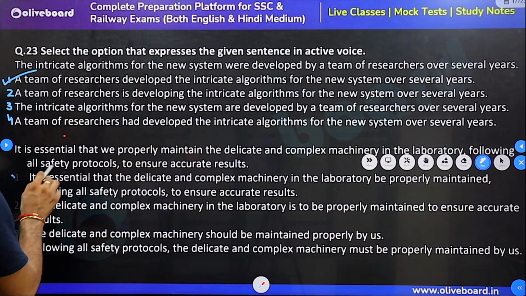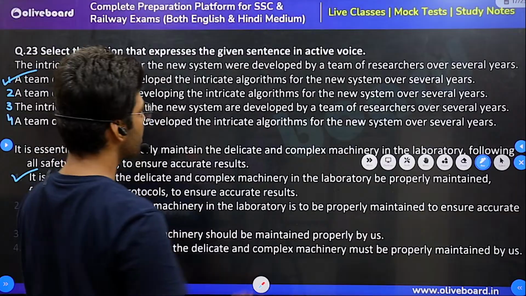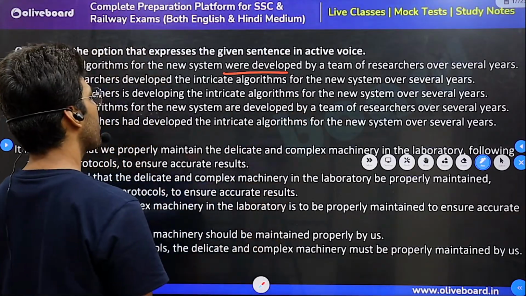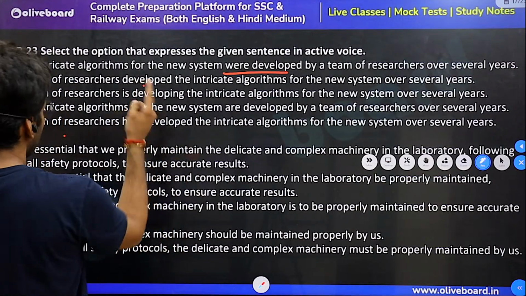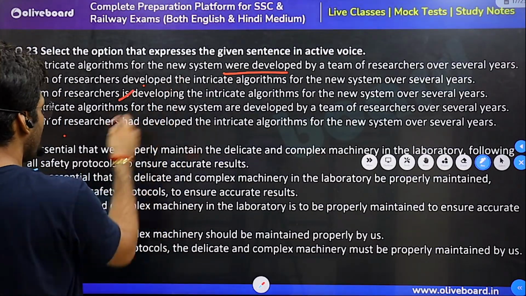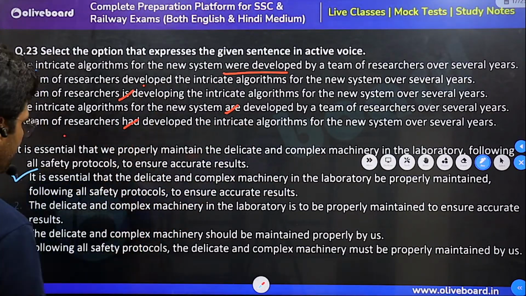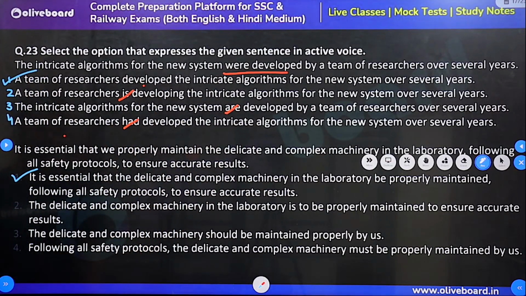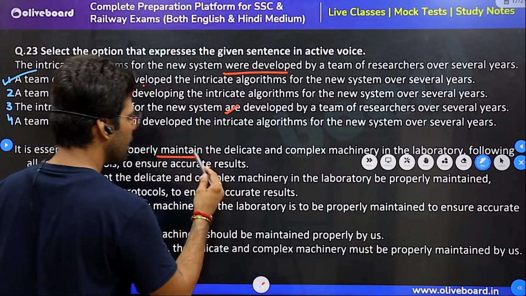Yes, subjunctive. The algorithms for the new system were developed by, okay, past indefinite. Developed, okay, past indefinite is not there, are not there, and had not there. It is essential that we properly maintain the delicate and complex machinery in the lab, following all safety protocols to ensure accurate results and all. Okay, it is essential that we maintain the machinery.